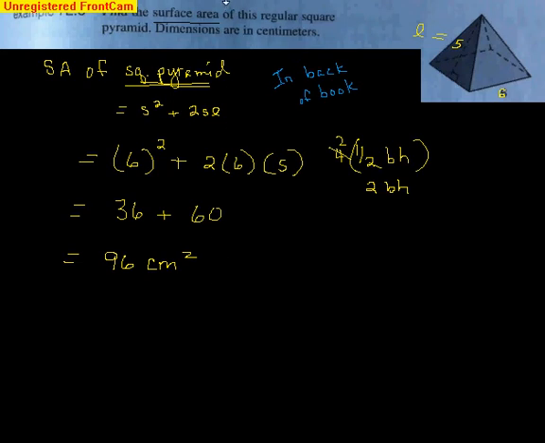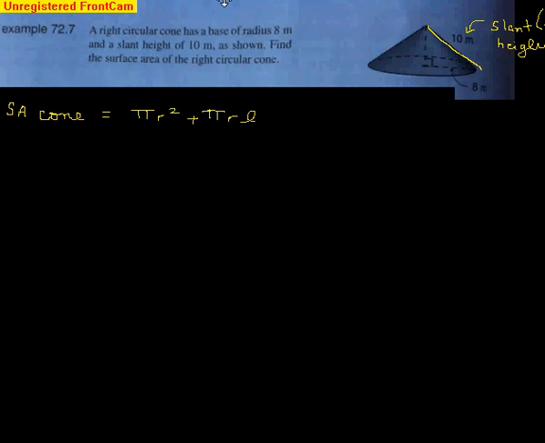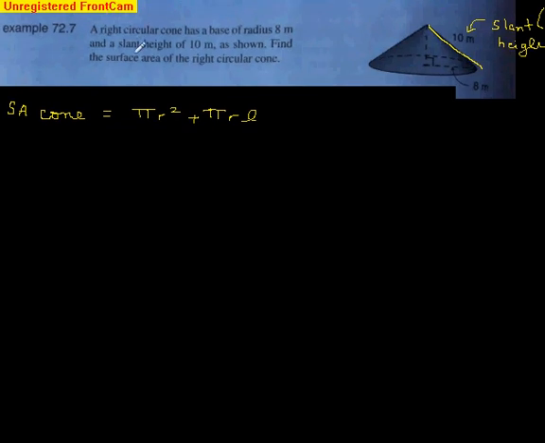Alright, the last problem that we're going to do. Sorry, this is a rather long lesson here. This time, a right circular cone has the base radius of 8 meters and a slant height of 10 meters. Find the surface area of the right circular cone. Again, this formula is in the back of your book, and if it's on a test, I'll give you the formula. No need to memorize it.